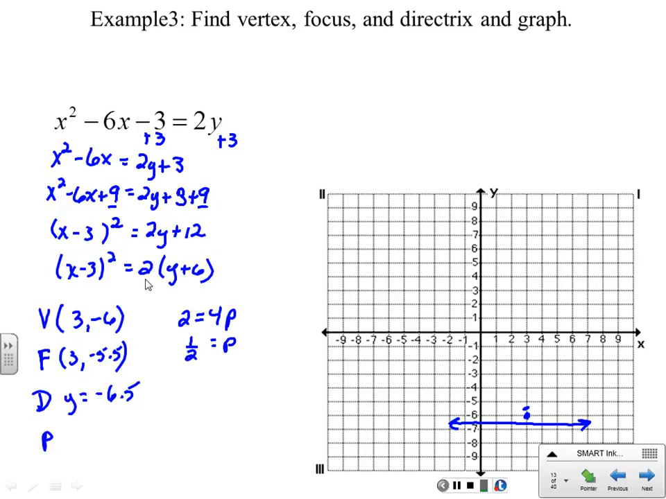And the last thing, primary focal chord, what's it going to be? 2. So we're going to go off the focus 1 in each direction. This is a little bitty parabola. There you go.